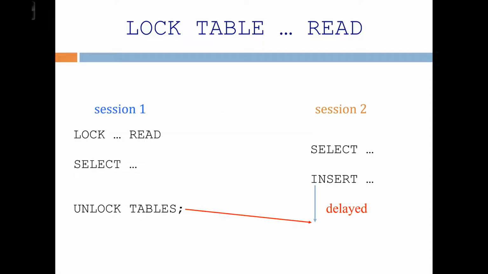So that looks kind of like this on the timeline. If session 1 locks some table for read, session 2 can go ahead and select with no problem. Session 1 can go ahead and select with no problem. But as soon as session 2 or any other session tries to do an insert, it will be delayed until the unlock tables from the session that acquired the lock, or until all other sessions have unlocked that table.